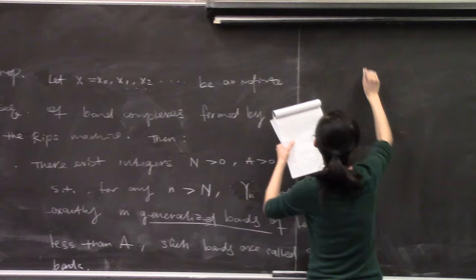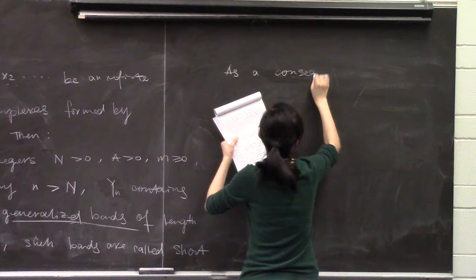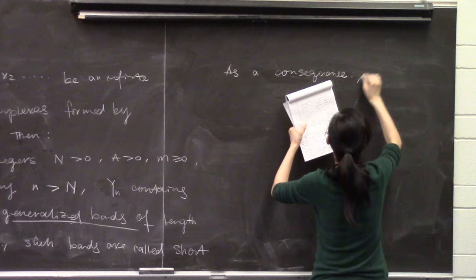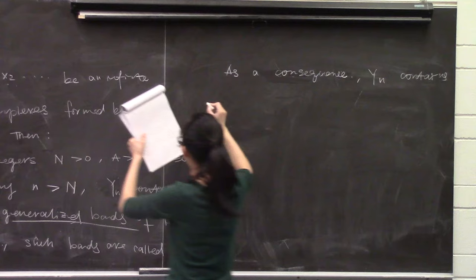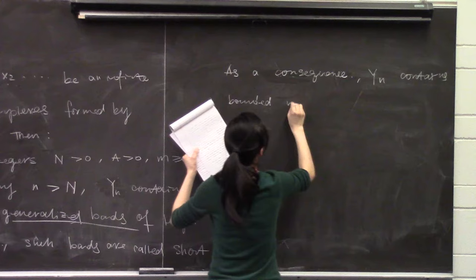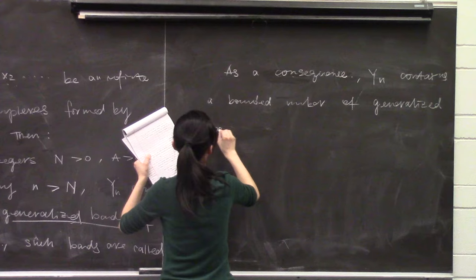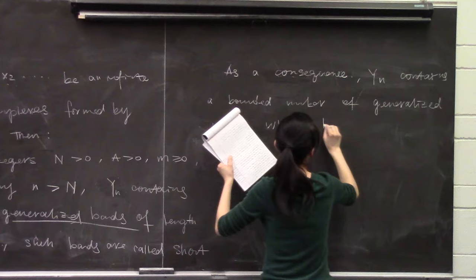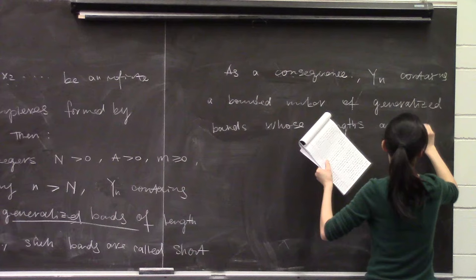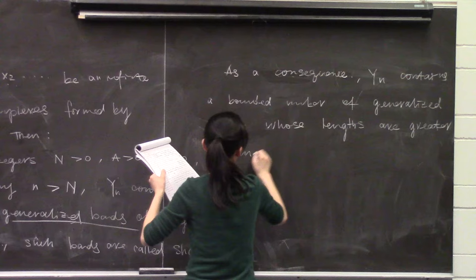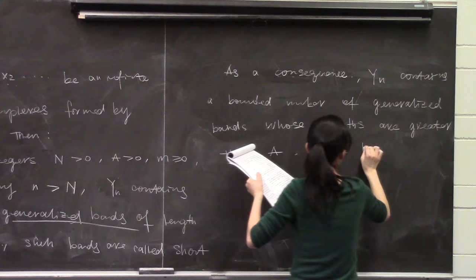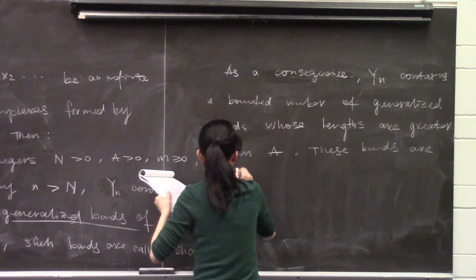As a consequence, Yn contains a bounded number of generalized bands whose lengths are greater than A. Those bands are called long bands.